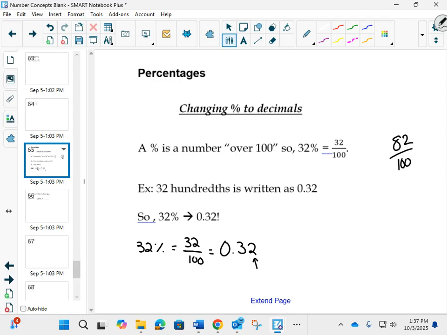So what's the hardest one? Do you want to know the biggest mistake that students make? 5%. I like 5%. As a decimal, they skip this step.